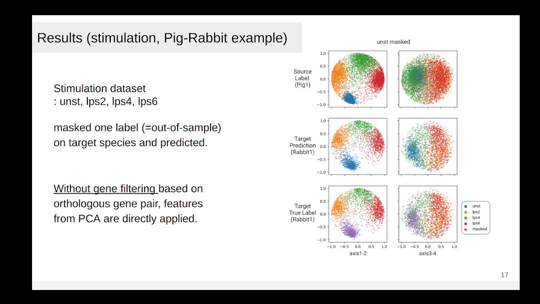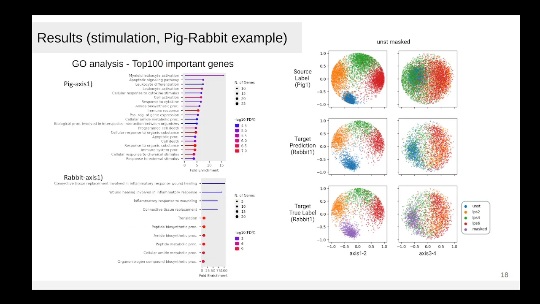And this is an example of the common latent space analysis. The first row shows the pig side latent space, and the second row shows the rabbit side latent space. We can clearly see that different cell types from different species are located in the same space in the latent space. So based on that, we can easily predict masked cell types from the source domain knowledge. And this is a gene ontology analysis of the top 100 important genes on the first axis of the pig and rabbit. We can see they have similar terms regarding leukocytes or related to immune responses.